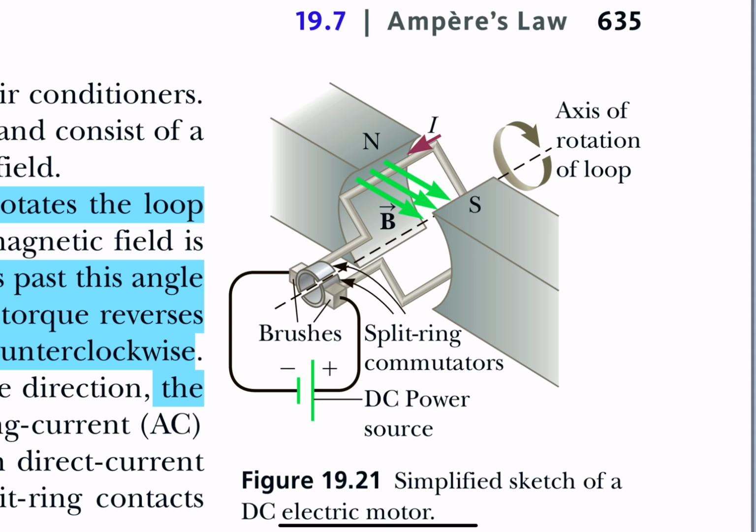And as it twists, the commutators are going to twist until they're no longer in contact with the brushes that you see in the picture, but now come in contact with the other brush that the previous commutator was in contact with. And this allows the loop to continue to spin inside the magnetic field for as long as it's hooked up to the battery and as long as the battery has juice. In other words, this is an electric motor.